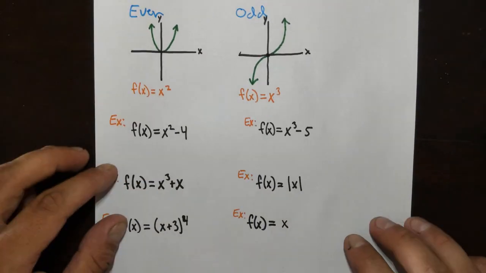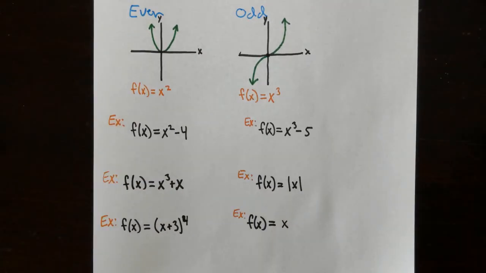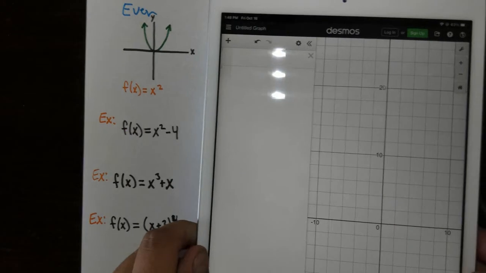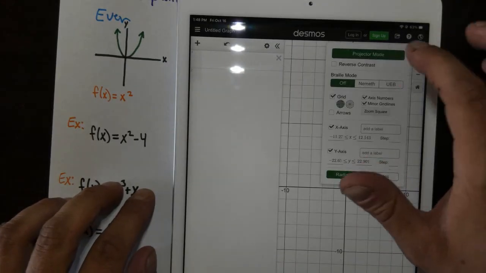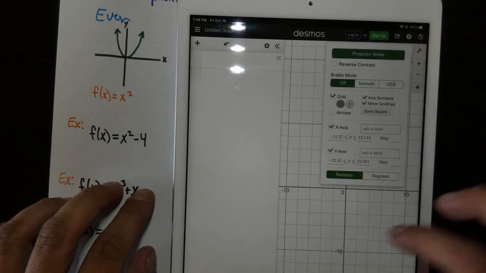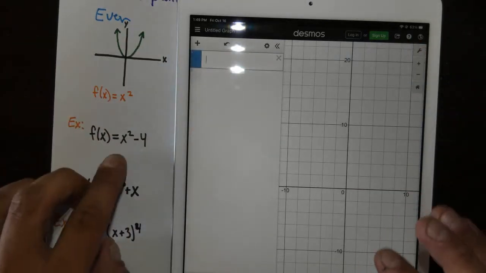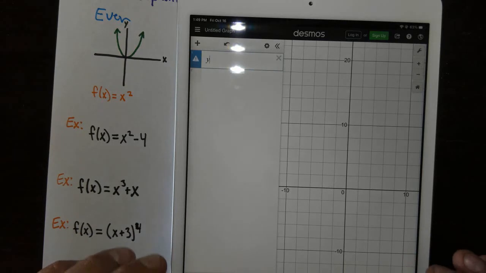So let's take a look at these examples here. I have 6 examples, and I'm going to go ahead and graph them into Desmos for us, and we'll determine if each function is even or odd. Let's see if I can make this. Oh, it already is projector mode. Okay.